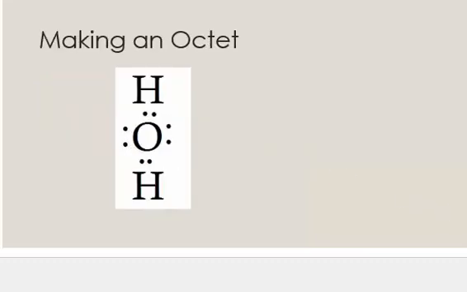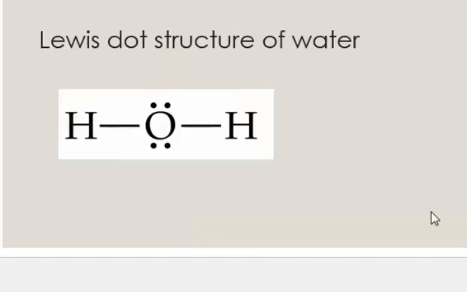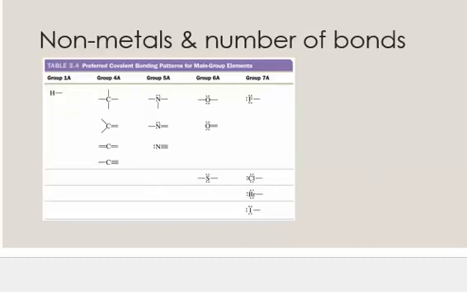Each hydrogen can share its electron with an unpaired electron on the oxygen atom. We draw those shared electrons as lines, and we have the Lewis dot structure for water. Oxygen has 2 lone pairs of electrons, 2 single bonds, and each hydrogen has a single bond. Oxygen has 2, 4, 6, 8 electrons, and each hydrogen has 2 electrons. This matches the pattern we would expect for hydrogen and oxygen according to Table 3.4.